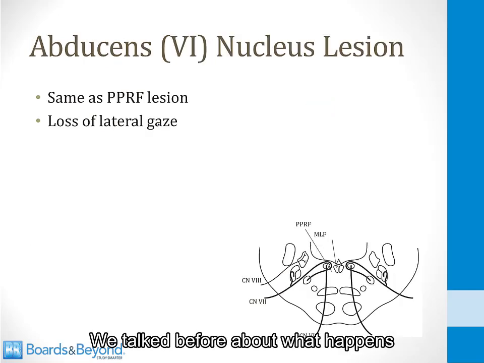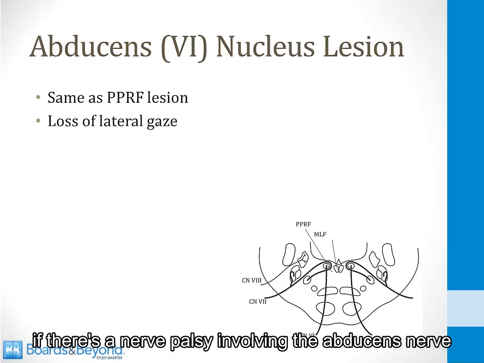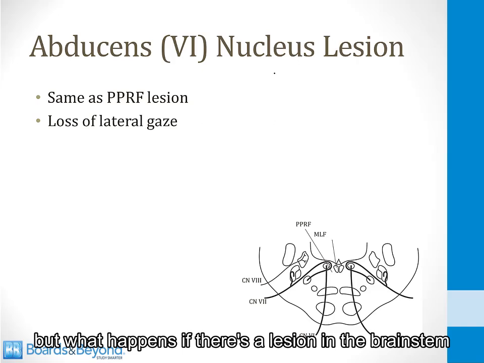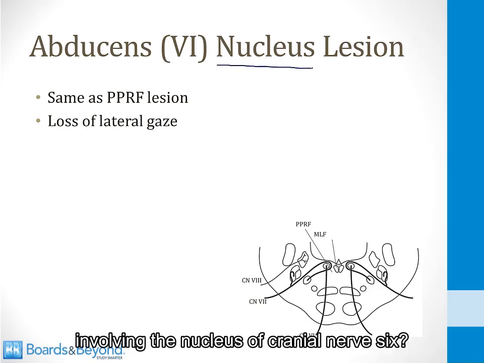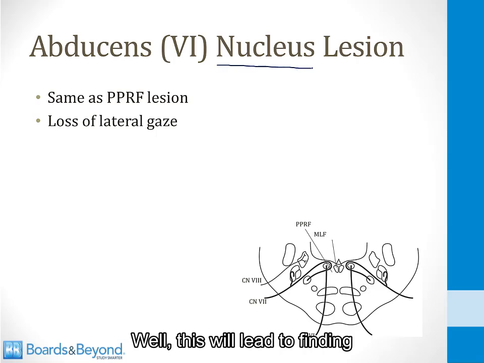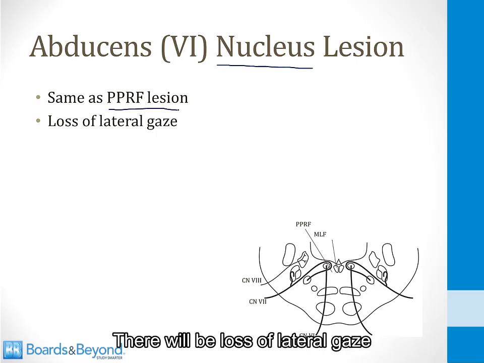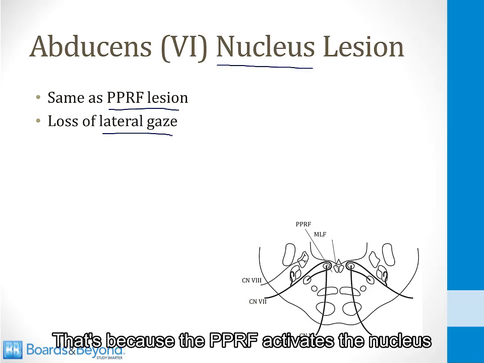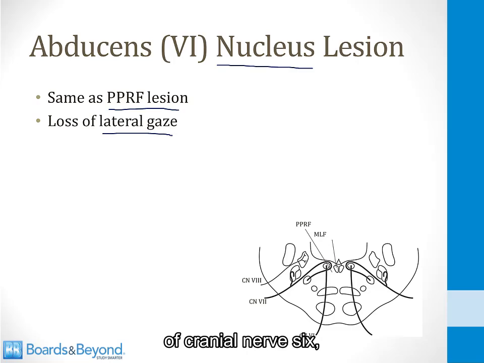We talked before about what happens if there's a nerve palsy involving the abducens nerve or cranial nerve 6, but what happens if there's a lesion in the brainstem involving the nucleus of cranial nerve 6? Well, this will lead to findings that are the same as a PPRF lesion. There will be loss of lateral gaze on the side of the lesion.